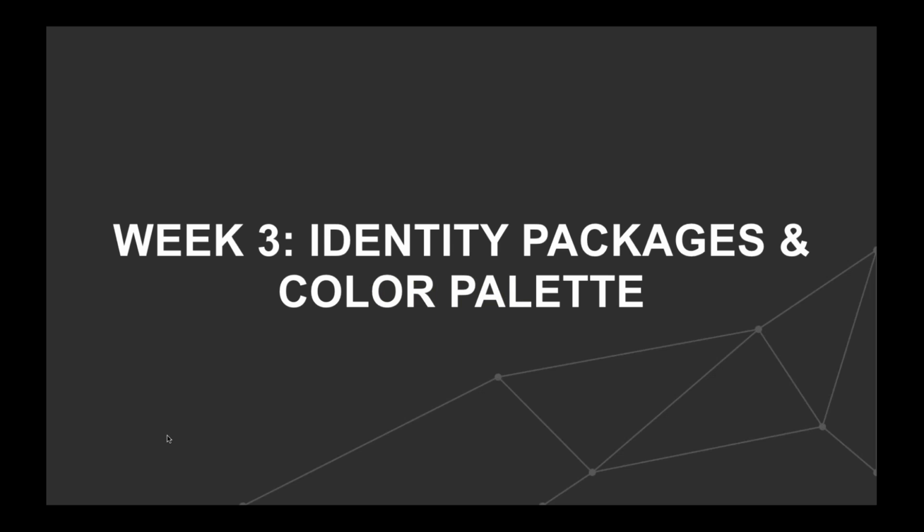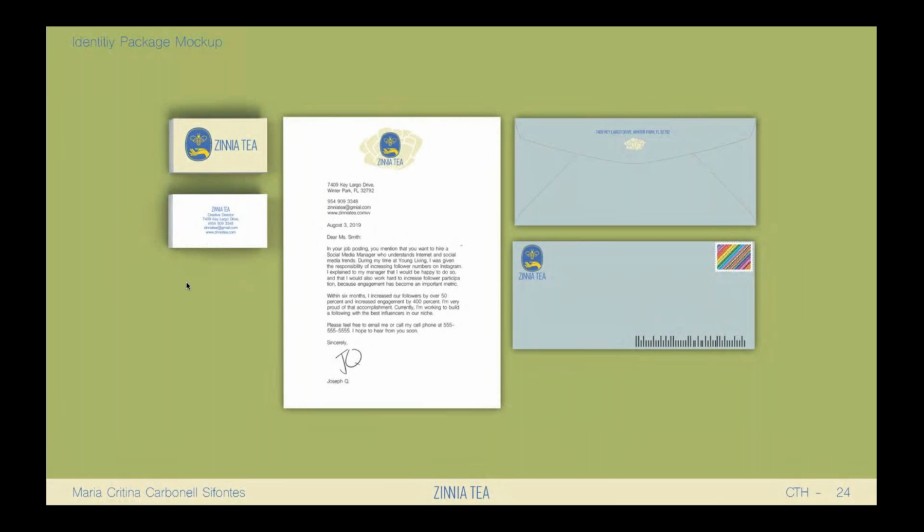All right, so this is week 3, identity packages and color palette. Now, these two things go hand in hand, so they're really not two separate assignments. They're kind of like one thing. You're going to create an identity package, which is business card, letterhead, and envelope for your brand. This is Maria's Zinnia T, and I'm going to go through kind of what you need to do to create this. What I recommend is that you design your stuff and play with color as much as you want. And when you find something that you really like, then you're going to document your color palette. And that's essentially the assignment.